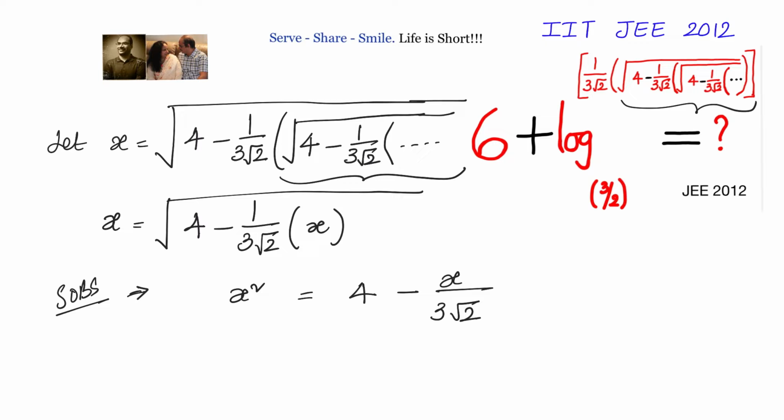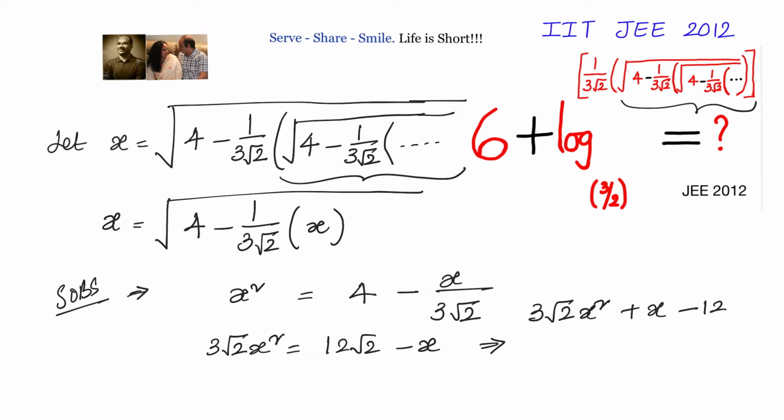We can solve this by quadratic formula, or we can use splitting the middle terms. So I'll multiply with 3 root 2. We'll have 3 root 2 x square equals 12 root 2 minus x. Or I can write down 3 root 2 x square plus x minus 12 root 2 equals 0. Now splitting the middle terms, our sum is plus 1, and the product is 3 root 2 into 12 root 2, which is 72, with a minus sign. Now we can write two numbers such that their sum is plus 1 and the product is minus 72, by taking plus 9 and minus 8.